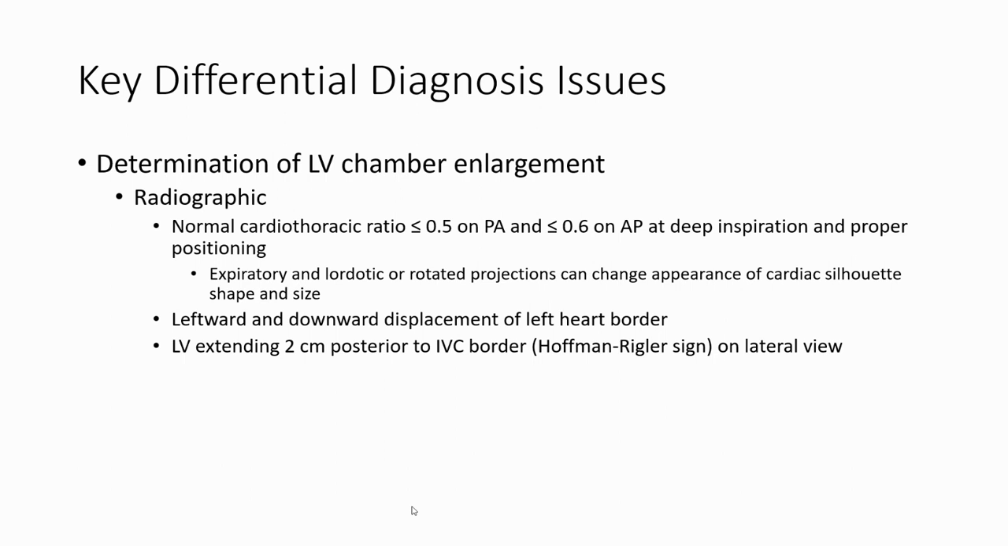So, in radiography, first of all, we have to know the normal cardiothoracic ratio. Left and downward displacement of the left heart border means it is indicated for left ventricular enlargement. And if the left ventricle extends posterior to the IVC border on the lateral view, it also means that it is a left ventricle enlargement sign.